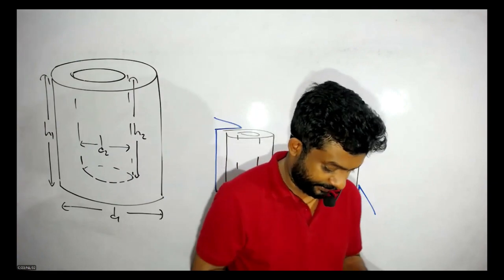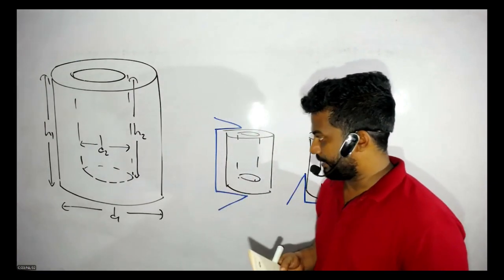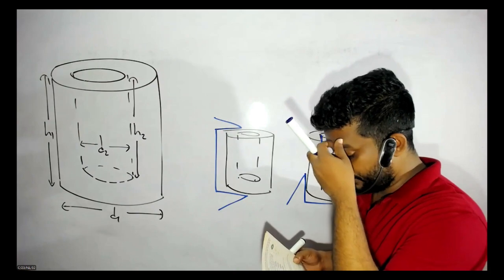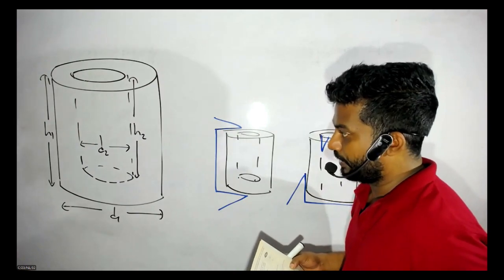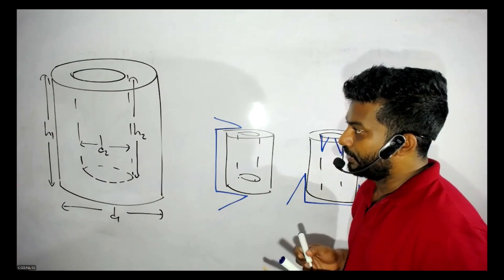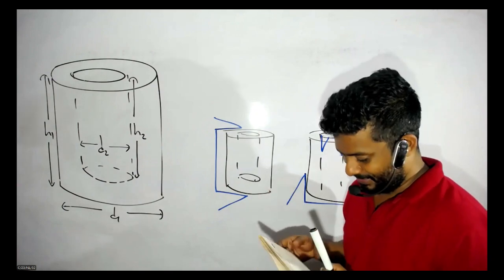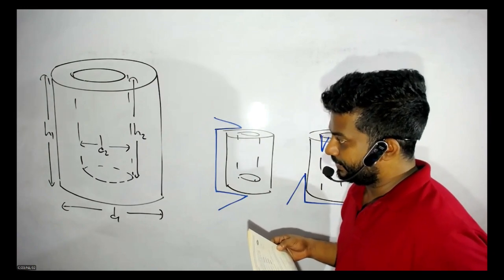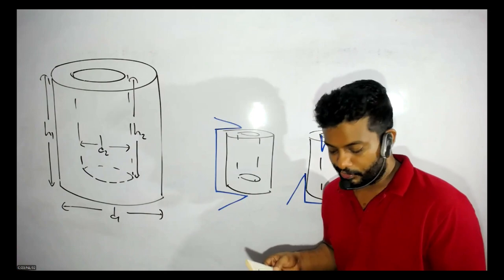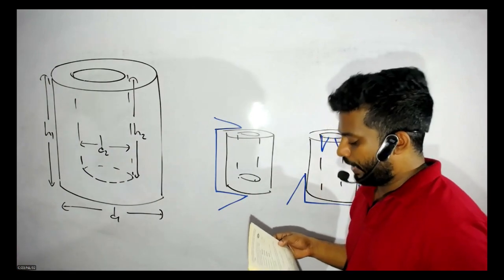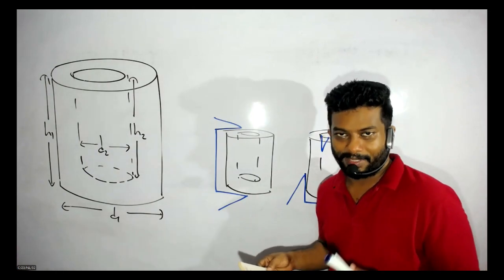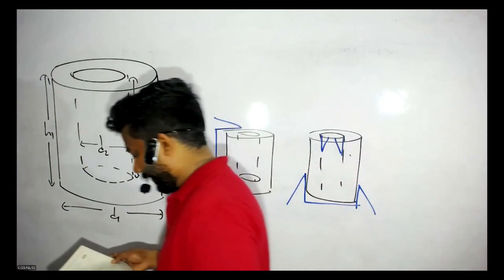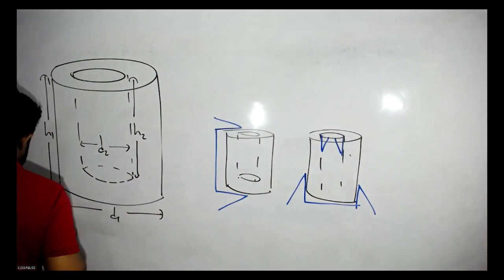To take D1, the external diameter, use the external jaws. To take H1, the external height of the object, you can use the external jaws. To take D2, the internal diameter, you can use the internal jaws. To take H2, you can use the depth bar or depth gauge, right? Right, Pute. Read the next part.